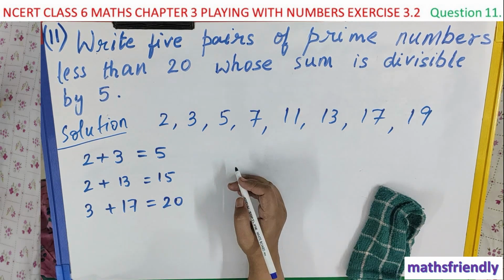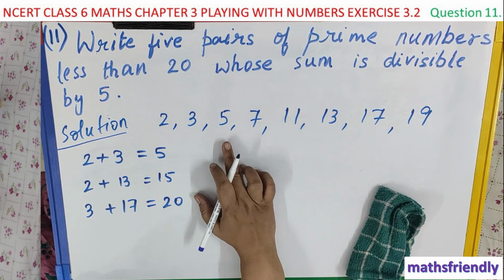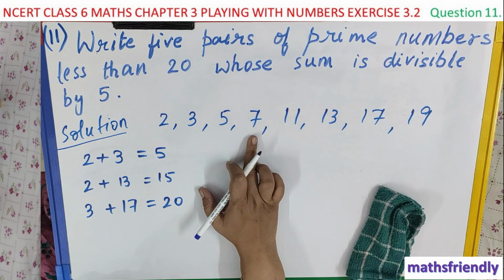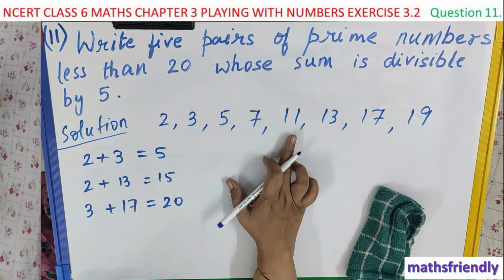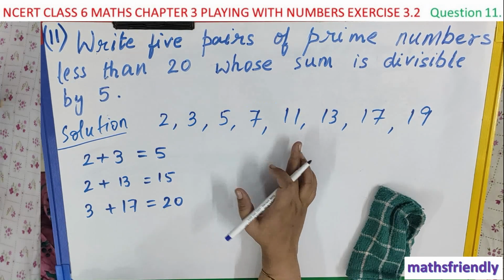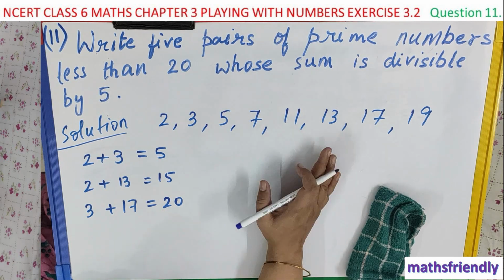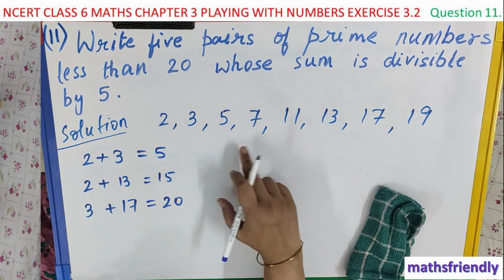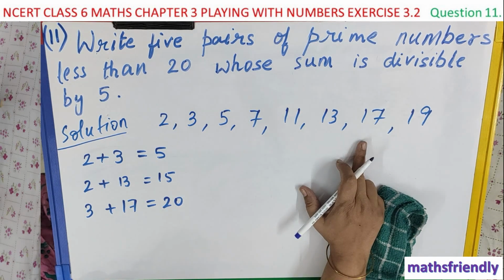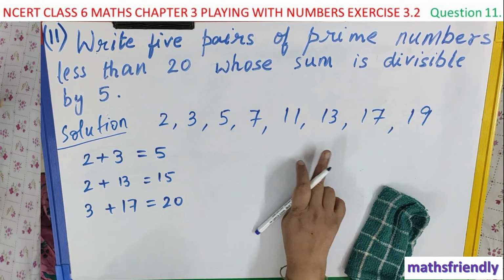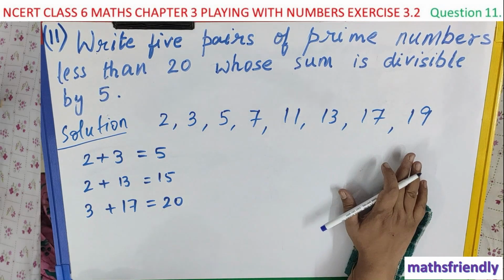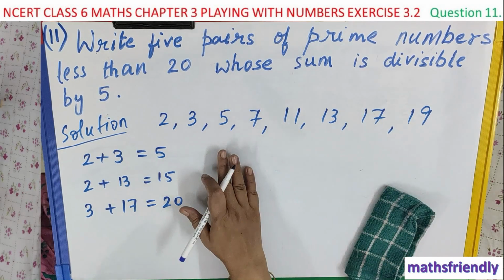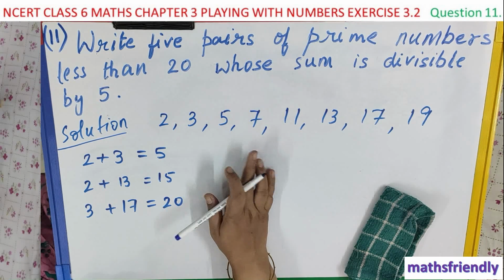Now what will we take? 5 plus 7 is 12, not possible. 5 plus 11 is 16, not divisible by 5. 5 plus 13 is 18, not divisible by 5. 5 plus 17 is 22, not divisible by 5. 5 plus 19 is 24, also not divisible by 5. So we cannot take 5 with anything.